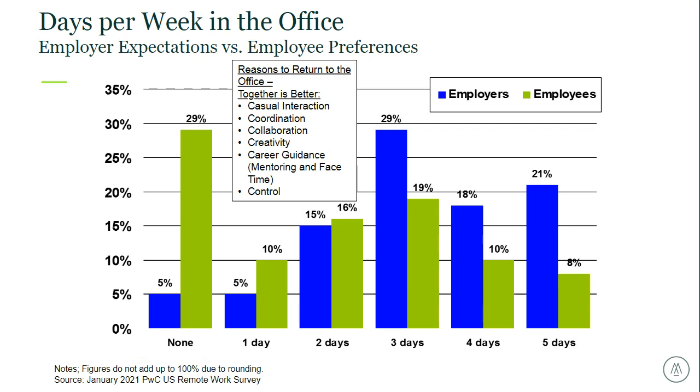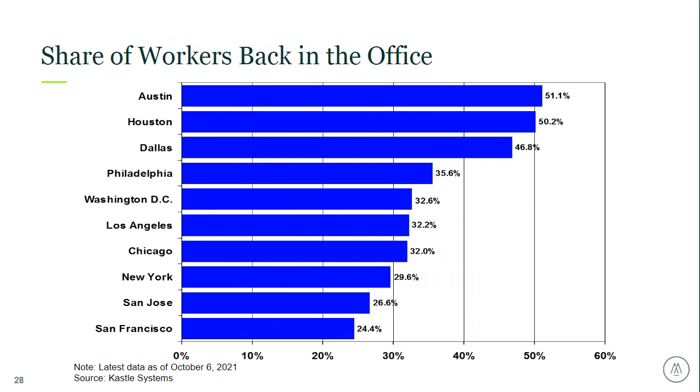The next slide just shows you what share of workers are back in the office. And again, many of you are not in office businesses, but in office businesses, we have about a third of the people back in their office. In cities like San Francisco, it's 24%. New York, it's about 30%. But in Texas, Florida, it's closer to 50%.